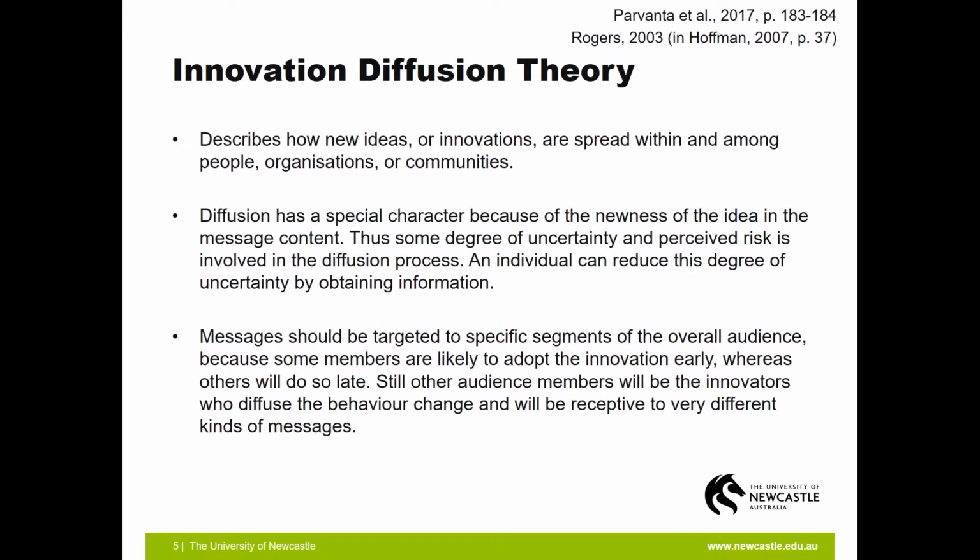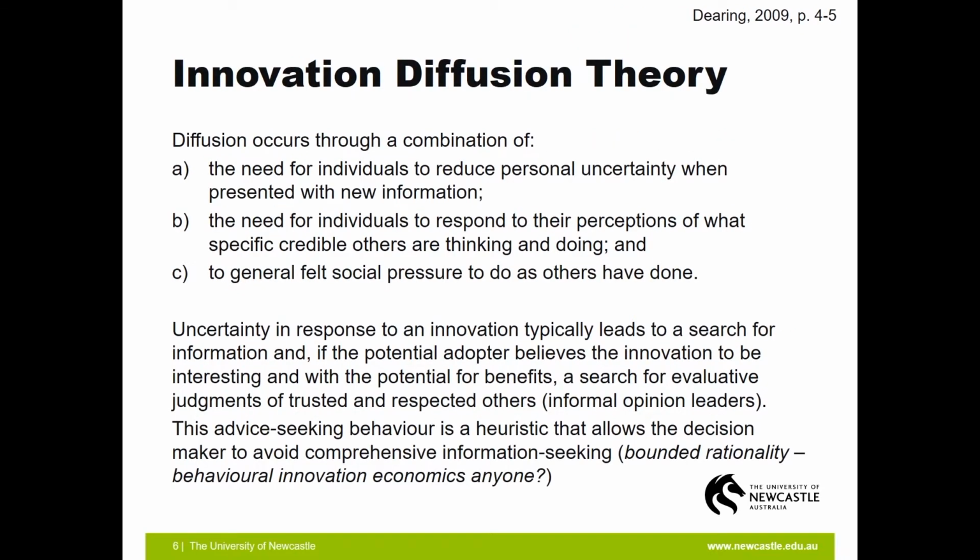For some of you, if you've done marketing courses, or maybe you're doing a marketing major, you might see some common threads here with some of that work. Some of what we're talking about in terms of segmenting your audience and identifying your target audience or target market, you might find some similarities with the marketing concepts and ideas you've been exposed to. So diffusion occurs through a combination of a few things, is what our diffusion theory says. First, individuals need to reduce their uncertainty when they're presented with something new, which we were just talking about before. Individuals also need to respond to these perceptions by thinking about what others are doing.